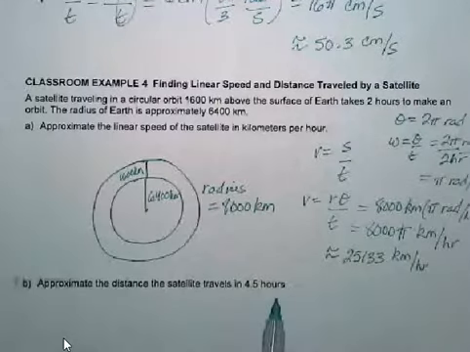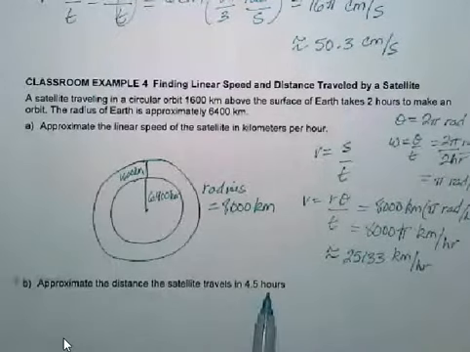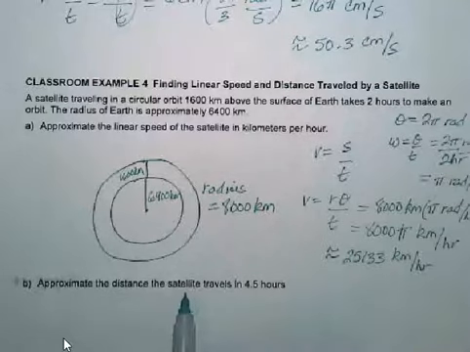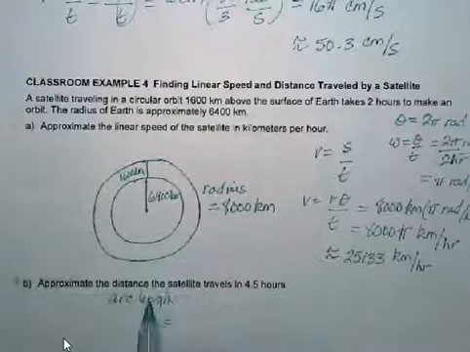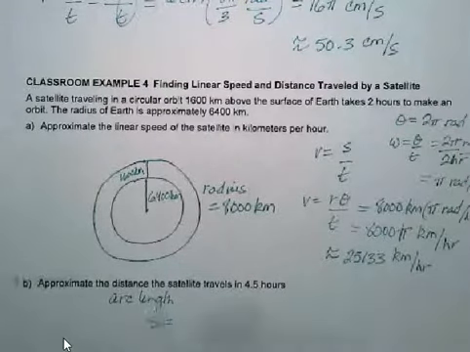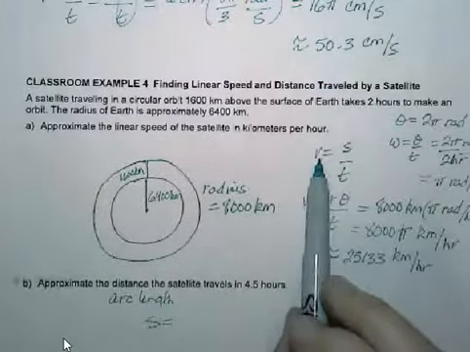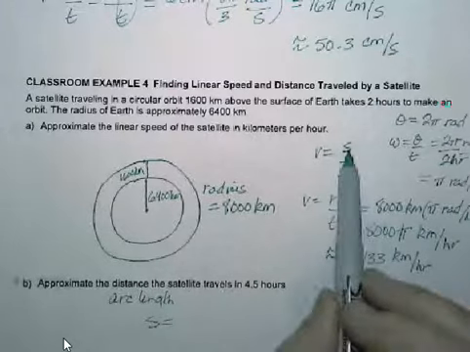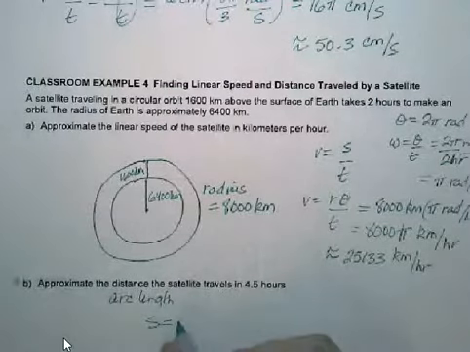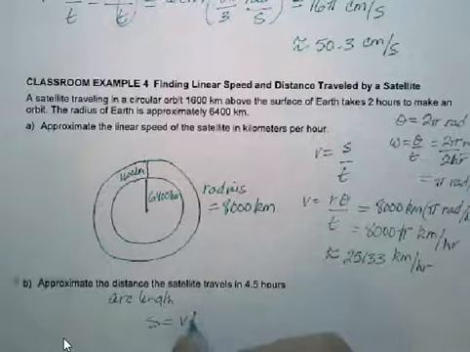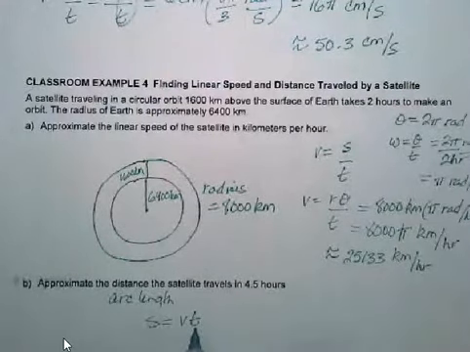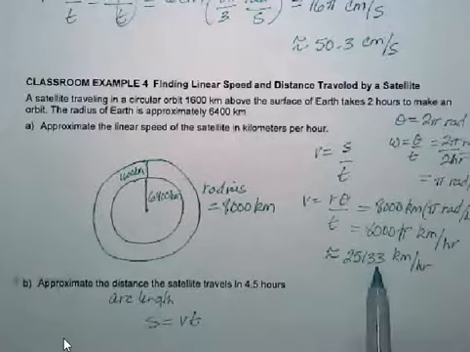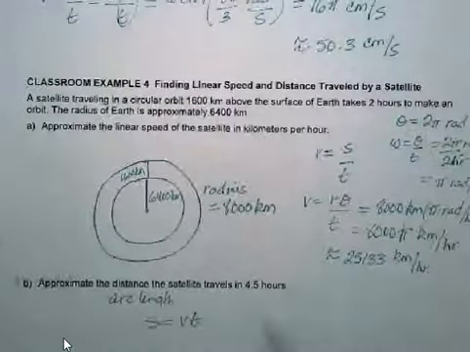Now we want to approximate the distance the satellite travels in 4.5 hours. Our satellite is going around the outside of this orbit. This is asking us for an arc length. We can go back to our formula for the linear speed and just solve it for s. That gives us s equals v times t. This is the same as distance equals rate times time. We already know our linear speed, and our time is going to be 4.5 hours.